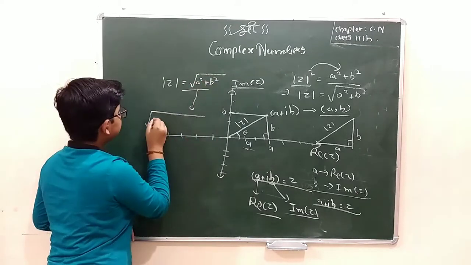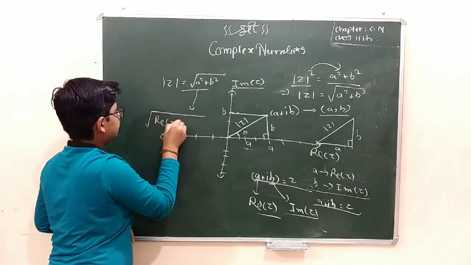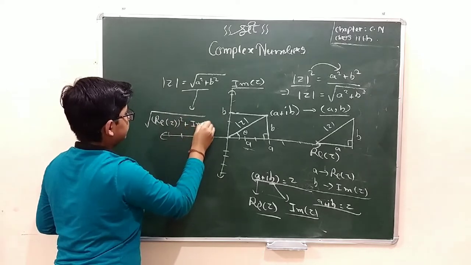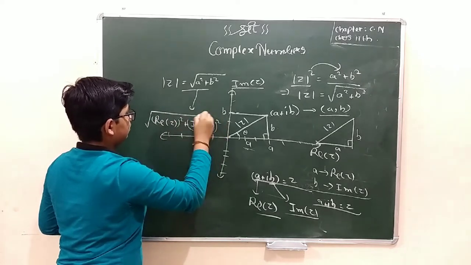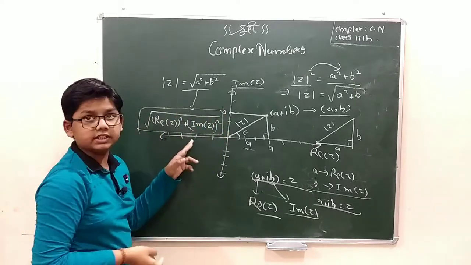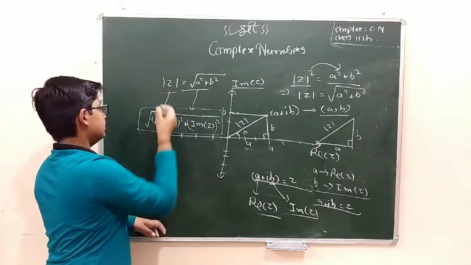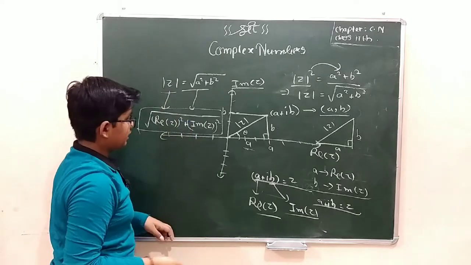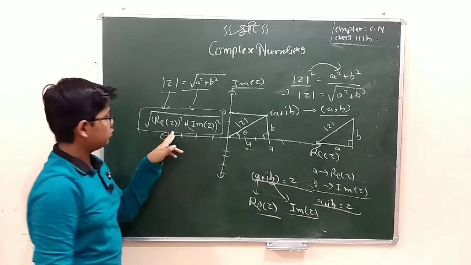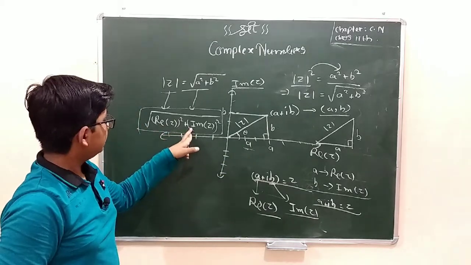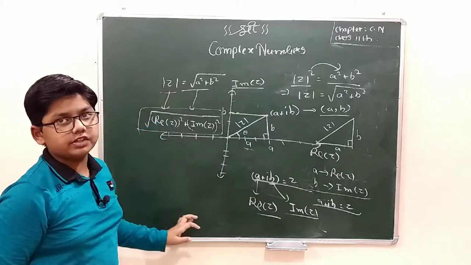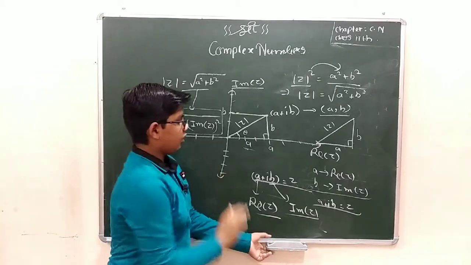Or we can write it as square root of real part of z squared plus imaginary part of z the whole square. In this format also we can write real part and imaginary part. So square root of real part of z the whole square plus imaginary part of z the whole square will be the modulus of z, or we can write it as mod z is equal to root of a square plus b square. This is all about modulus.